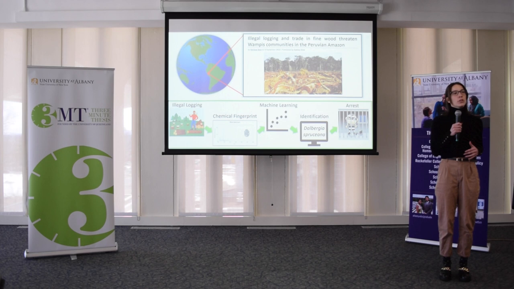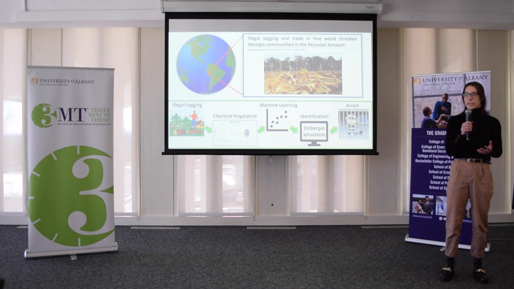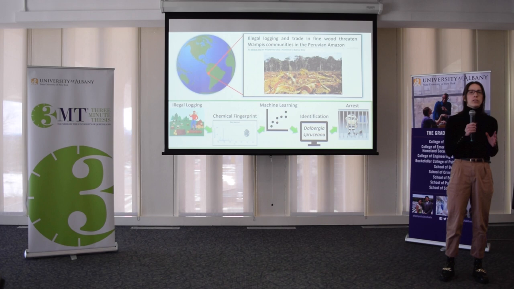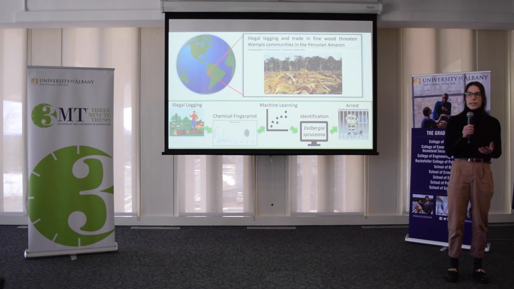Picture this. You are part of the Wampis Nation, the first indigenous autonomous government in Peru. You live in an area that encompasses over 3 million acres of beautiful wildlife in the northern Amazon. When all of a sudden, you see in the news headlines that state, illegal logging and trade in fine wood threaten Wampis communities in the Peruvian Amazon. You start to notice that thousands and thousands of acres of endangered trees are being chopped down and traded illegally. So your home, once full of life, has started dwindling down every day.